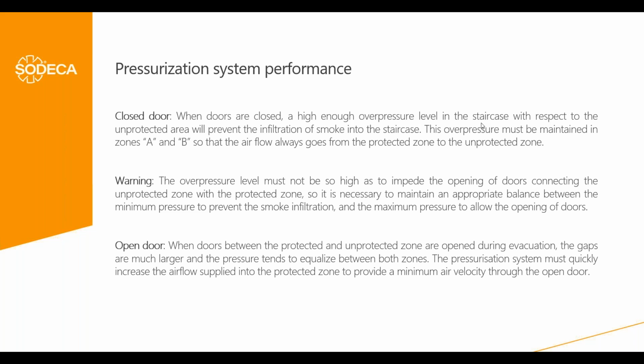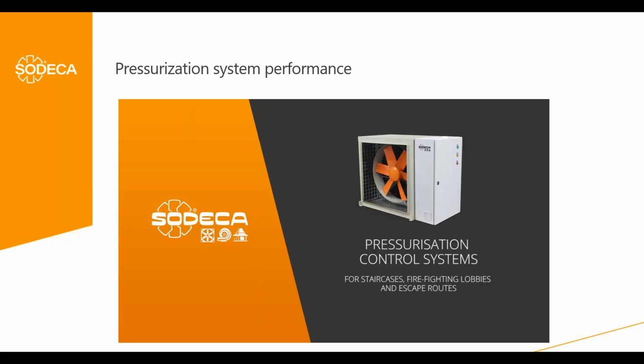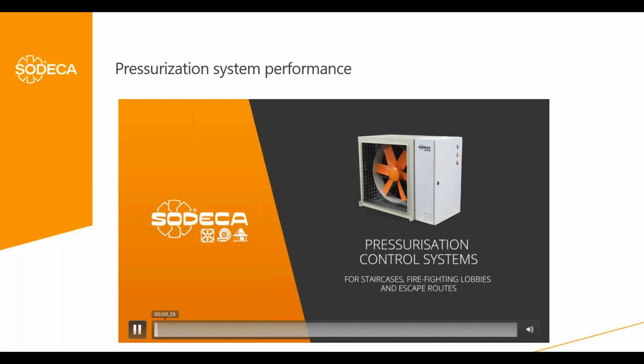Okay, and we have the second situation, the open door condition, when it's not possible to maintain the level of overpressure required by the standard: 50 pascals in the old part 6 and 30 pascals in the new part 13. In that case, the goal is to maintain enough velocity in the open door to avoid the smoke going into the staircase. This is a video of how the system operates.